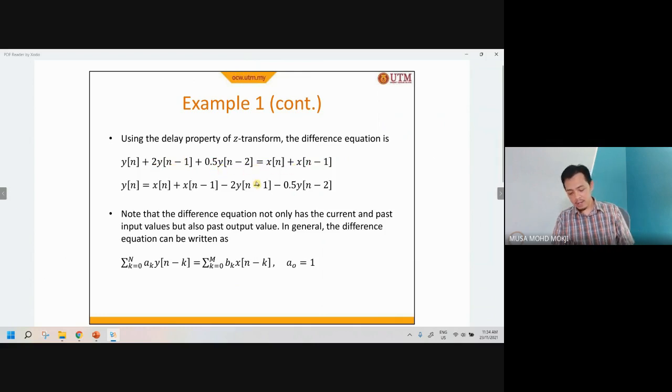And to make more sense, normally what we do is put only y[n] on the left side of the equation. That's how we write a normal equation. So on the left side of the equation, we leave just y[n], and we bring the rest to the right side. So we have y[n] equals x[n] plus x[n-1] minus 2y[n-1] minus 0.5y[n-2]. Okay, so this is our difference equation, and we will use this in our digital system.